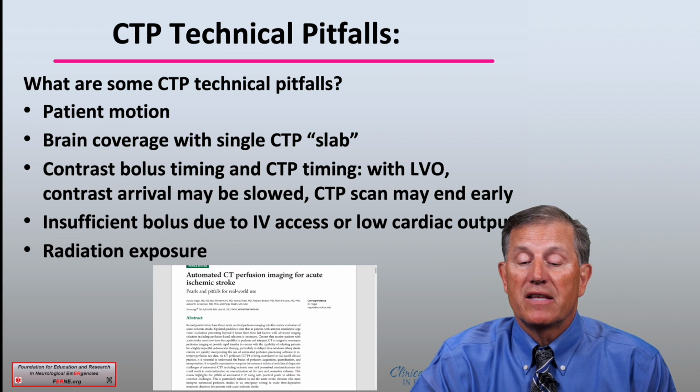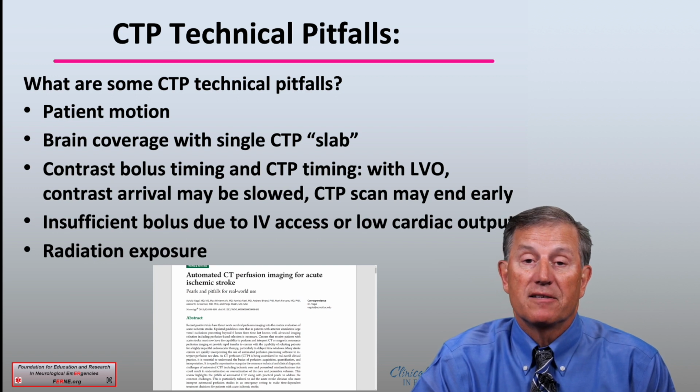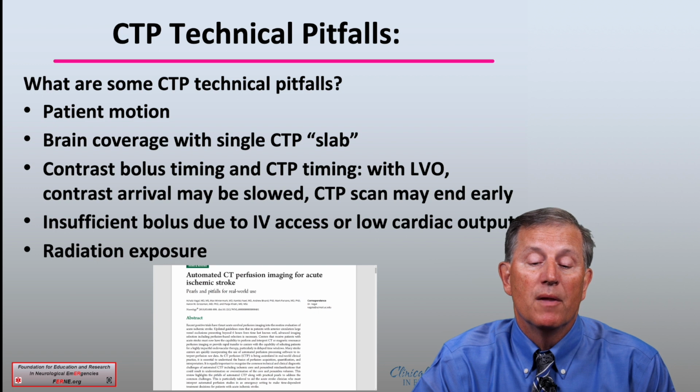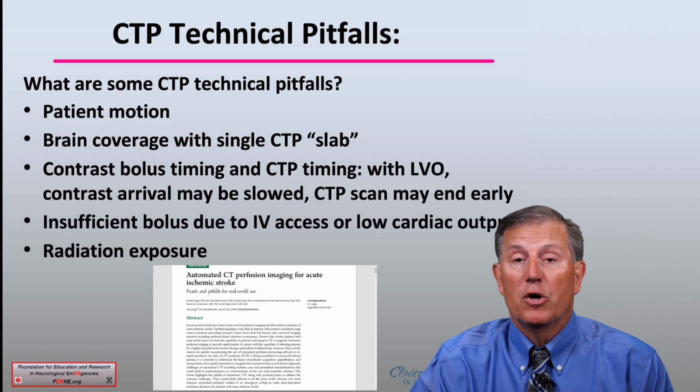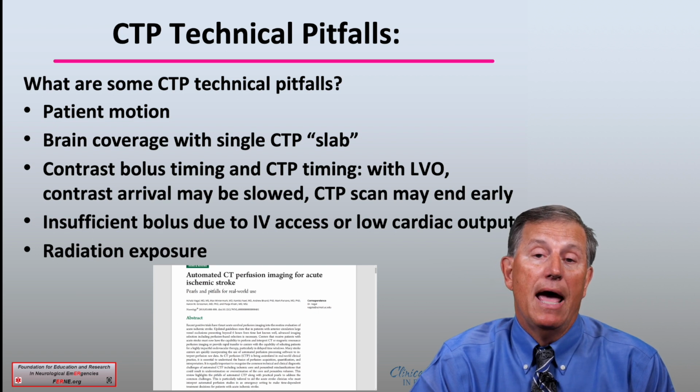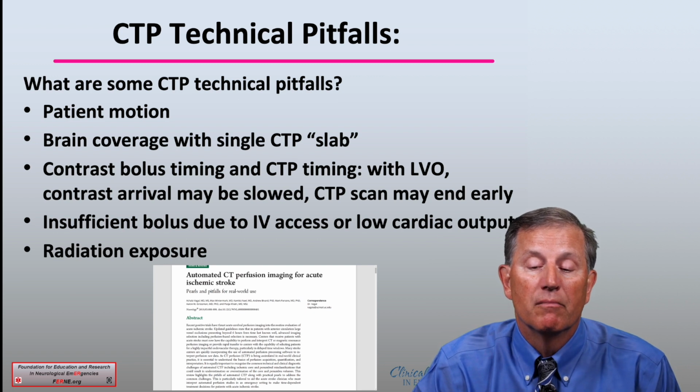And with a large vessel occlusion, contrast arrival may be slowed, and the CTP scan may end before all of the contrast has moved through all of the brain tissue. We know there can be an insufficient bolus due to IV access problems or low cardiac output, which will push blood and the contrast to the brain in a delayed manner, and there are issues related to radiation exposure.